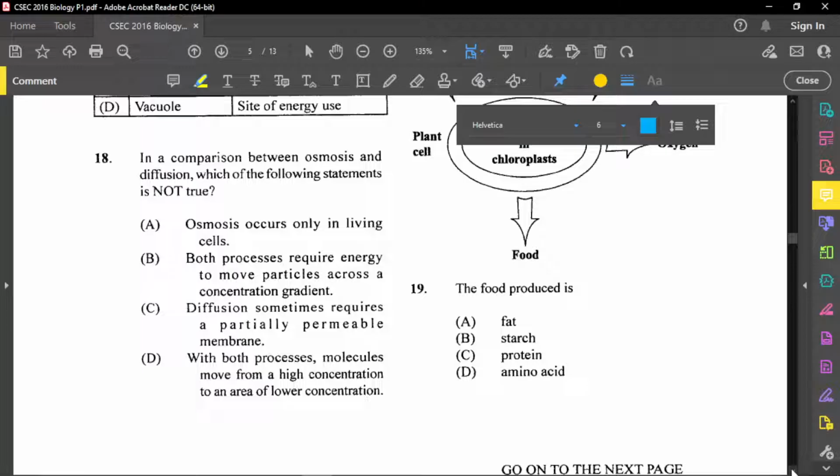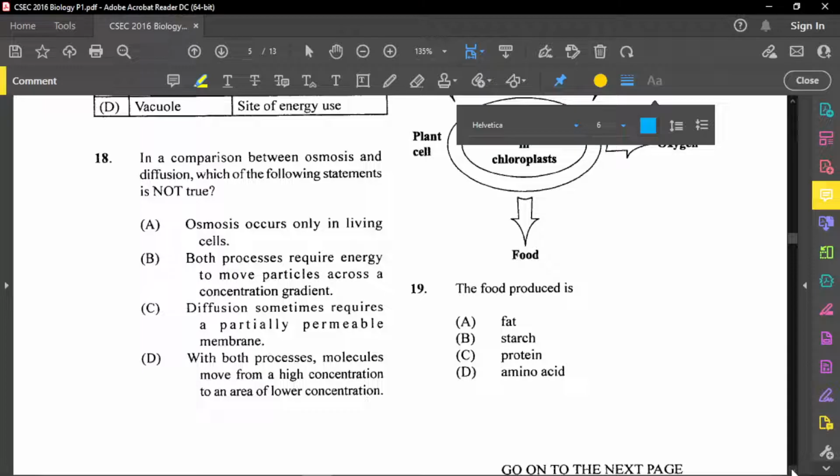All right, so B now is that both processes require energy to move particles across. No, because it's not active transport, it's passive. Osmosis is a passive transport. And of course, some diffusion is passive, some is active. Some will be active, some will be passive.